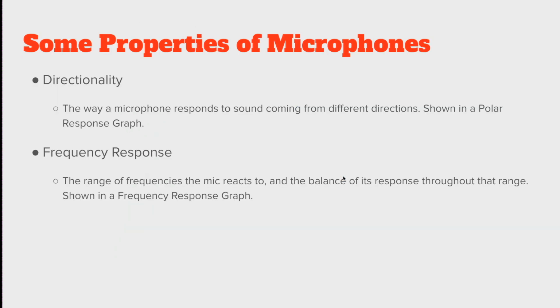So a couple other properties we want to talk about with microphones. These are properties that we can apply to all microphones. And if we were going to describe a microphone, these are some of the terms that we might use after we've specified whether it's a dynamic mic, a ribbon mic, or a condenser mic. So the first property we want to talk about is something called directionality. Directionality describes how a microphone responds to sound coming from different directions.